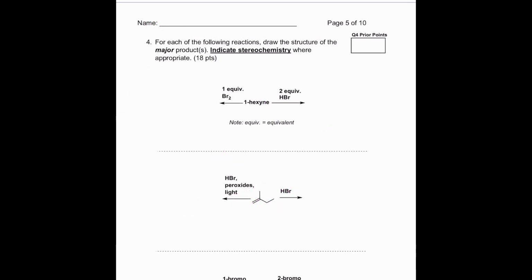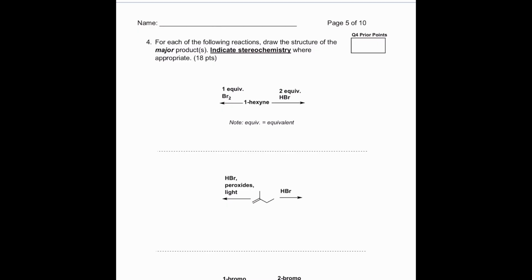Okay, for each of the following reactions, draw the structure of the major products. Indicate stereochemistry where appropriate. Okay, so this one's kind of a mouthful, but it's not actually too bad once you think it through and if you remember all your properties. So first thing, they throw us a curveball, kind of, because you're going to need to know the original structure before you attack this problem.